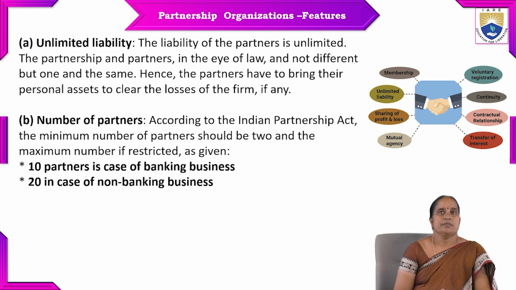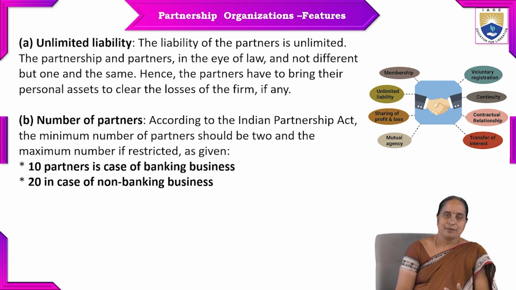Then partnership organization features. The first one is unlimited liability. The liability of partners is unlimited. The partnership and partners in the eyes of law are not different but one and the same. So partner and partnership firm both are one and the same. Hence the partners have to bring their personal assets to clear the losses of the firm, if any.